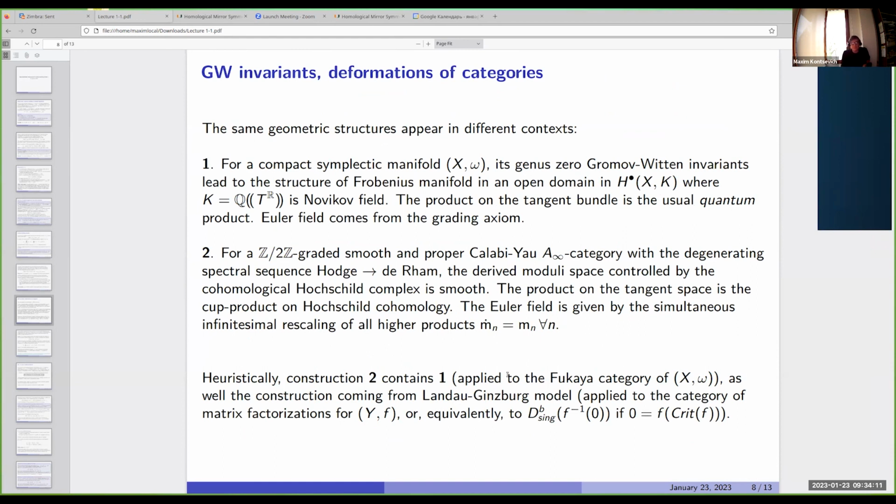So the first one is the theory of Gromov-Witten invariants. You start with a compact symplectic manifold. It has genus 0 Gromov-Witten invariants, and it gives the structure of a Frobenius manifold in an open domain of homology with coefficients in some local field. Then we use a local field in order to ensure convergence of infinite series. So the product on the tangent bundle is the usual quantum product, and the Euler field comes from the grading axiom.